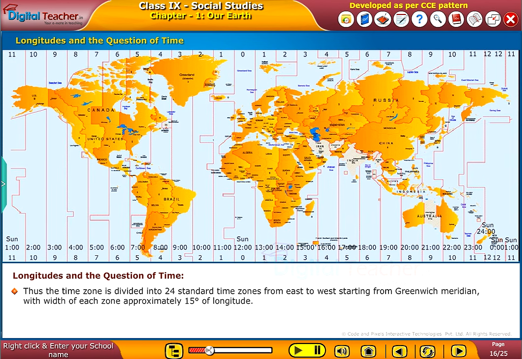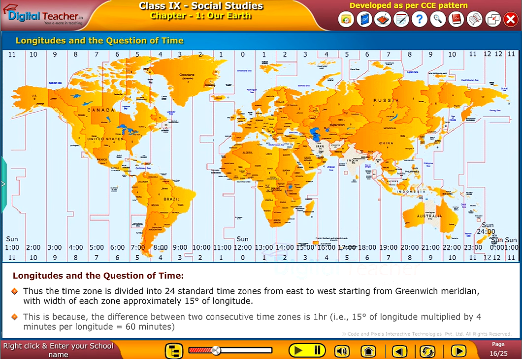Thus, the time zone is divided into 24 standard time zones from east to west, starting from Greenwich meridian, with width of each zone approximately 15 degrees of longitude. This is because the difference between two consecutive time zones is 1 hour, that is 15 degrees of longitude multiplied by 4 minutes per longitude equal to 60 minutes.